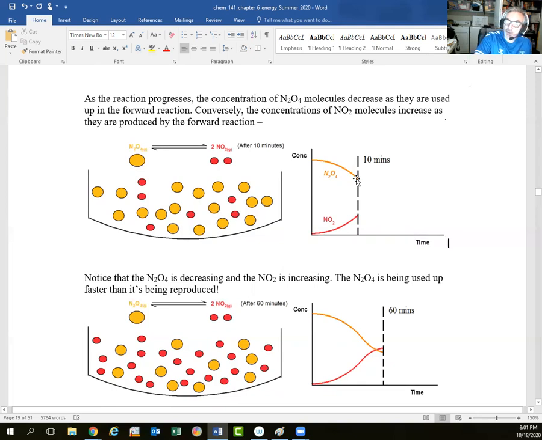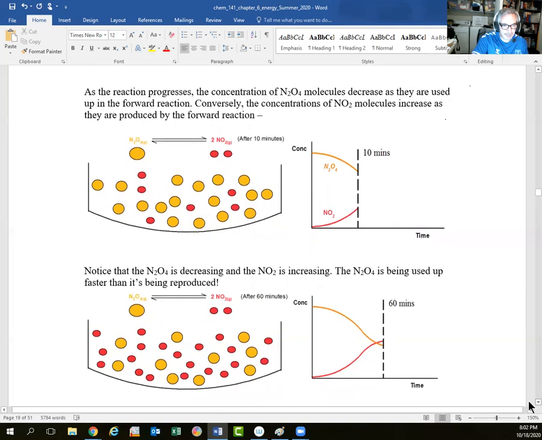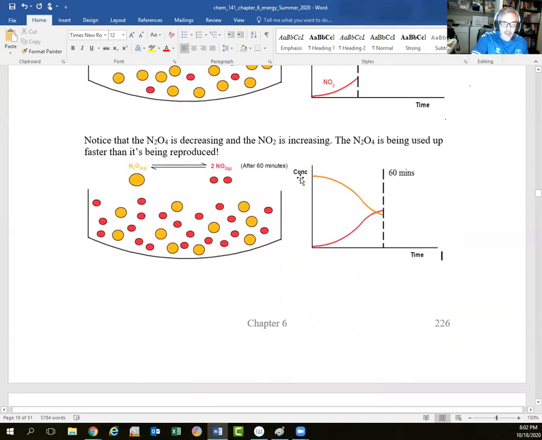The more successful a reaction is, the more a victim of its own success it becomes as we use up that material and we produce more of its product, the NO2. So let's say we leave the reaction for a good hour. And so we can see that continued decline in the concentration of the N2O4 as it's being used up in the forward reaction, and an increase in the production of the NO2 because that's a product of the forward reaction.